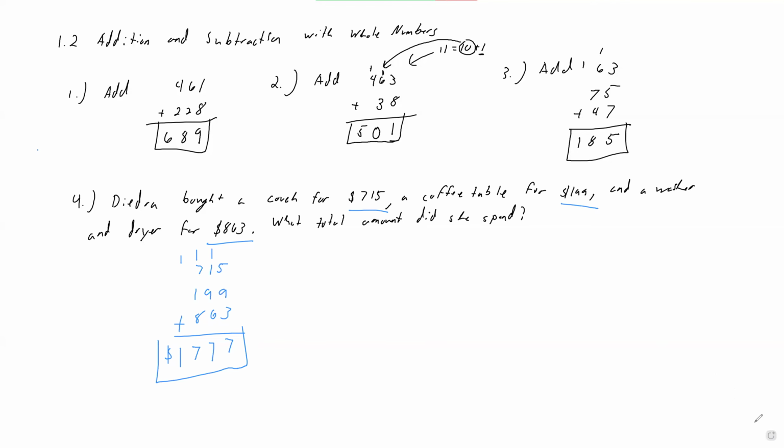There is some definitions that you're going to need to know, and these are called the properties of addition. We have the commutative property.